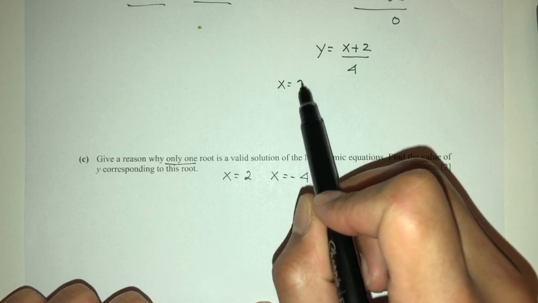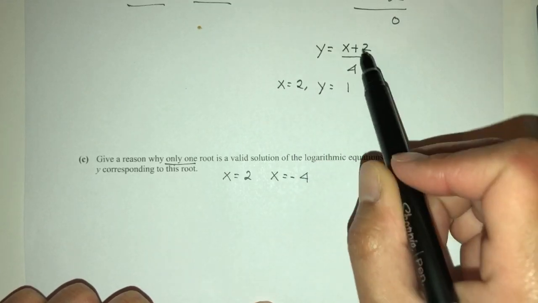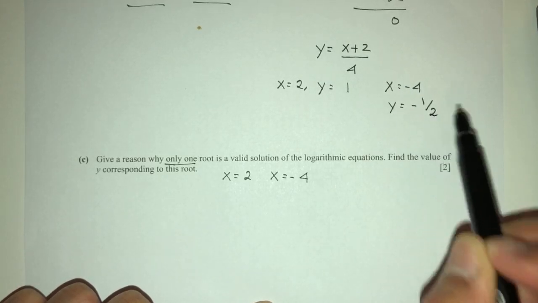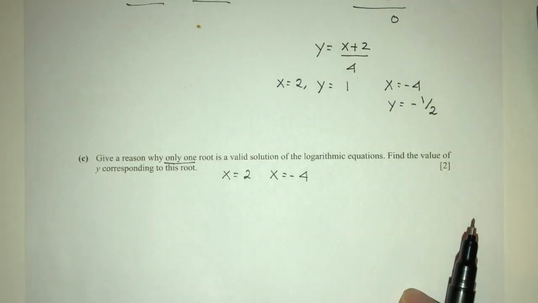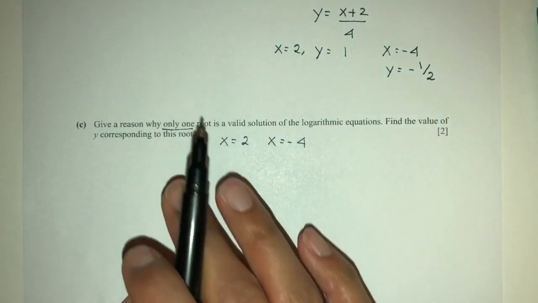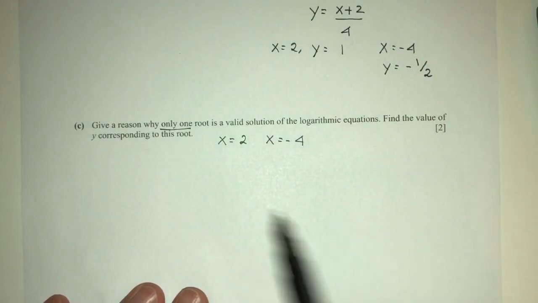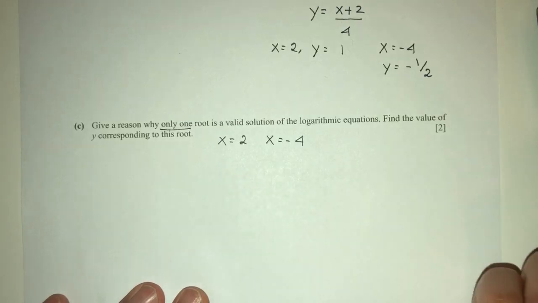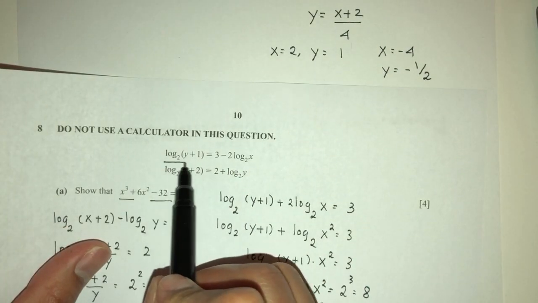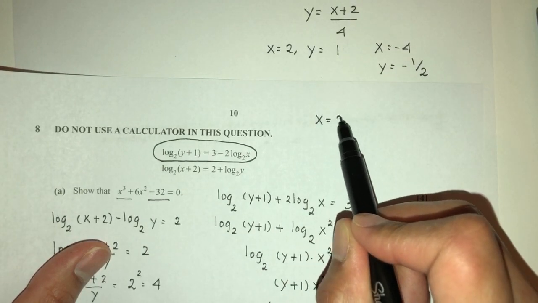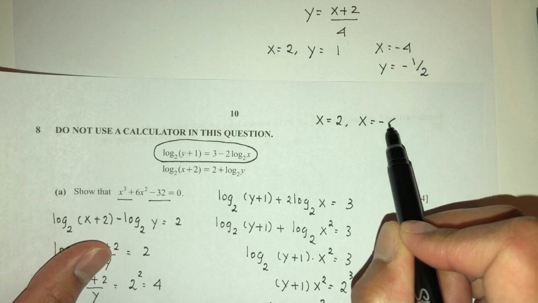So when x is 2, y is 1, right? When x is minus 4, y will be minus half. Okay, so anyway, those are the two sets of solutions we have right now. Now, using those values, we have to see which one is valid or not. For example, if you look at the first equation, look at this one, the first one itself, we have x equal to 2 and x equal to minus 4.